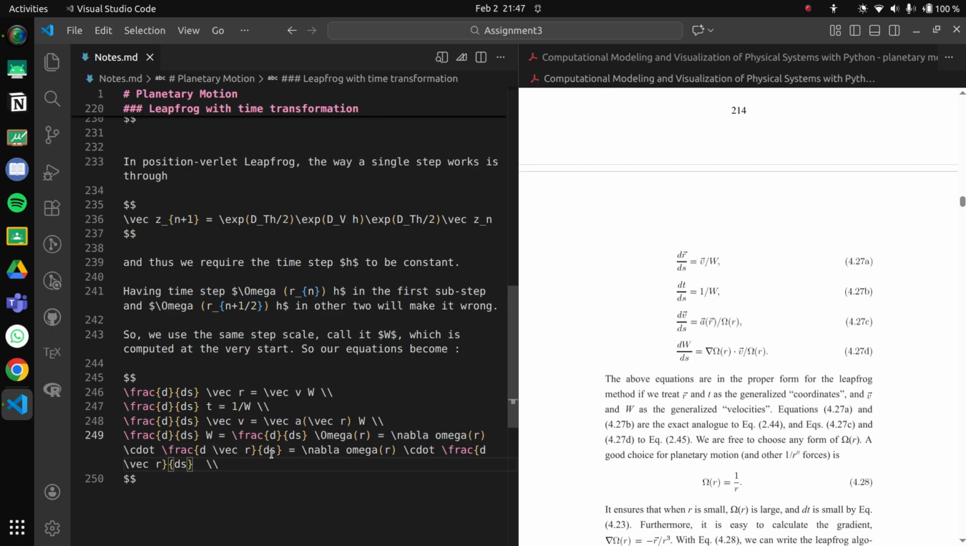Once again, we're taking a d by ds and not a d by dt, but we want to take a d by dt because we know what that is. This is just a velocity vector, except the ds by dt thing, right? So we have to multiply by dt by ds, which is just 1 by omega. So we divide by omega of r.